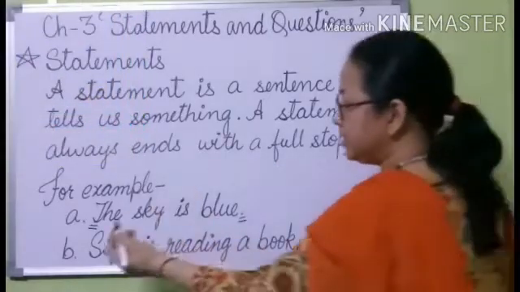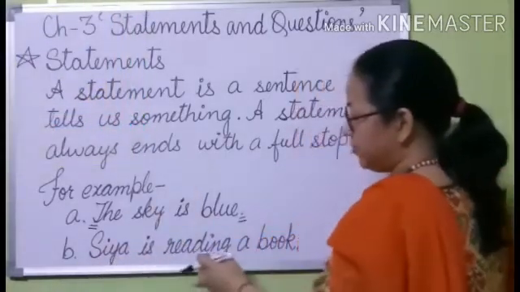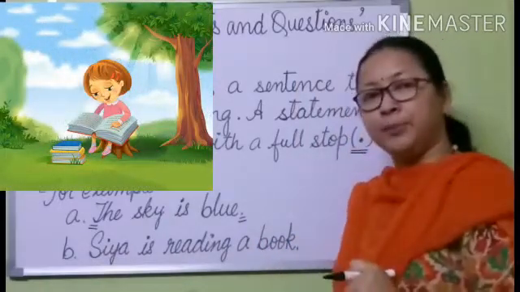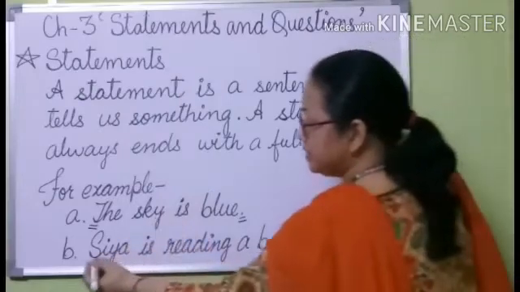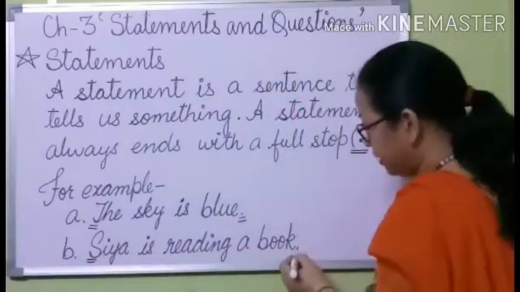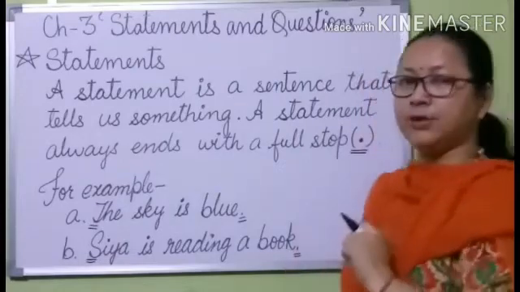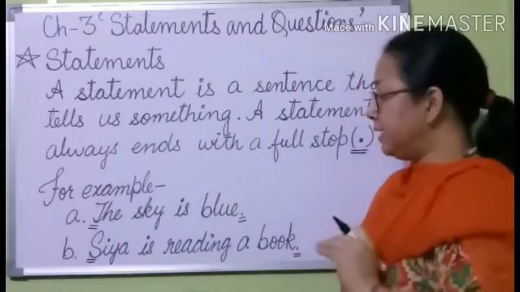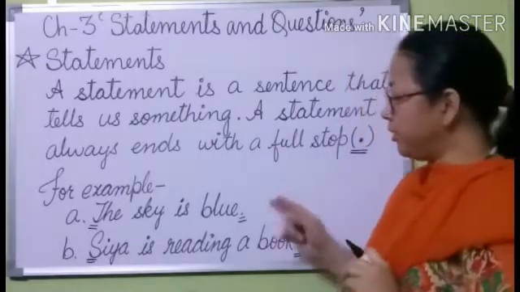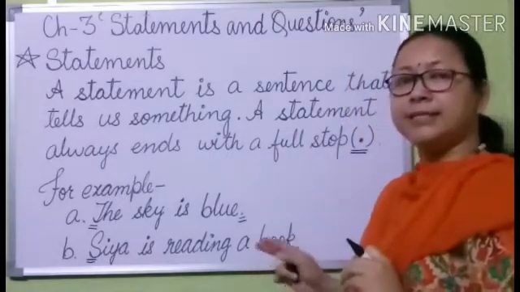And now sentence B. Sia is reading a book. This sentence begins with the capital letter S and ends with the full stop. And this sentence is also telling us that the girl Sia is reading a book. So both the sentences are statements.